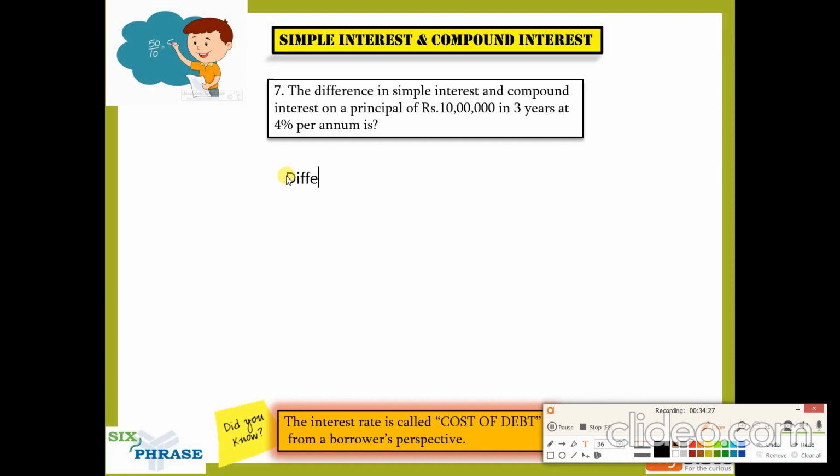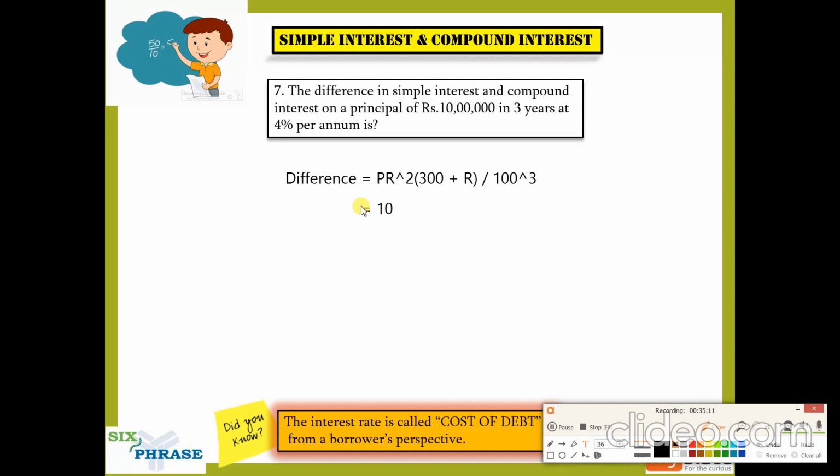It is difference equal to PR squared into (300 plus R) divided by 100 whole cubed. So you just substitute the values, you get the answer, guys. For 3 years, this is the formula, right? So you substitute the values.